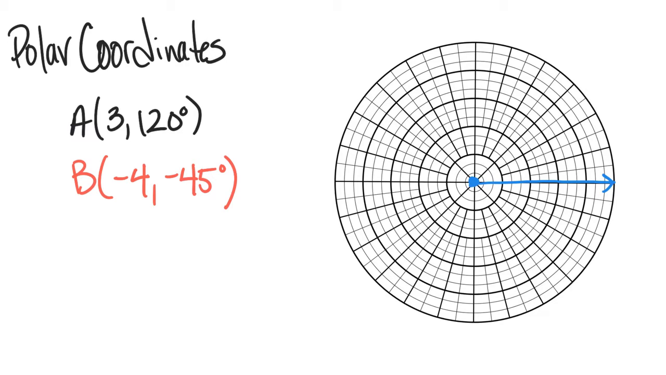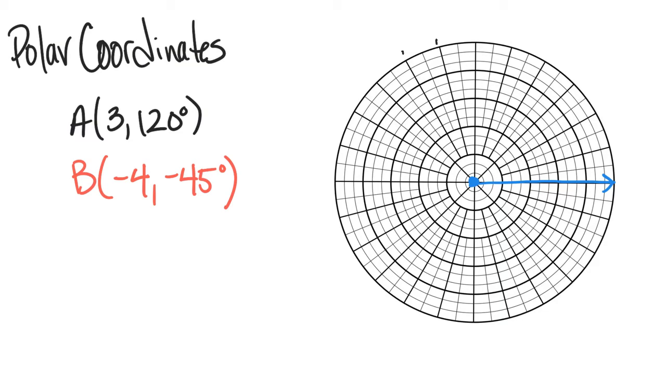Point A is 120 degrees. Remember that each of these major darker lines you see on the plane are 15-degree increments each. So if we find 120 degrees, 90 is straight up, and we're going to go over 1, 2. That's going to give me the 30 degrees past 90.